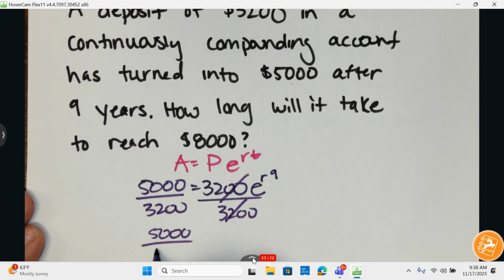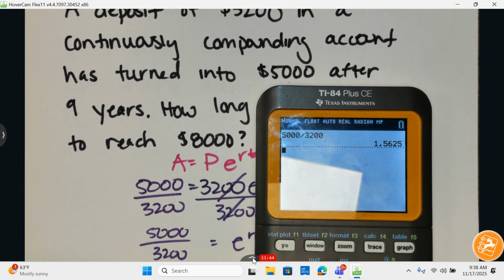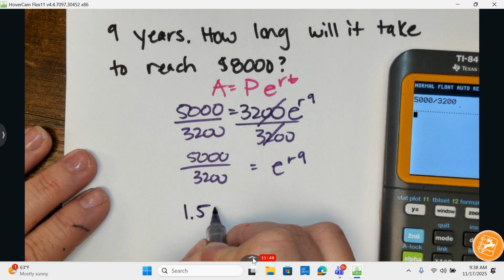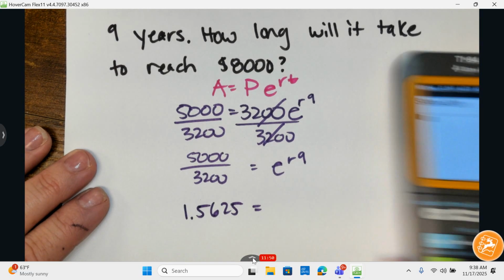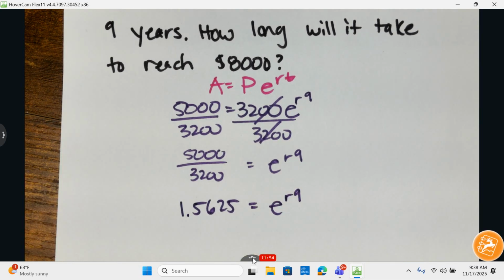5,000 divided by 3,200 equals e to the r times 9. Now, it's possible I could take 5,000 and see, does 5,000 divided by 3,200 equal a terminal decimal? It does. So if I want to, I can leave it like this, or I could represent it in equivalent fashion like so. Okay, we want to solve for r.